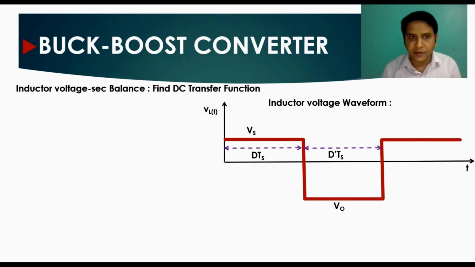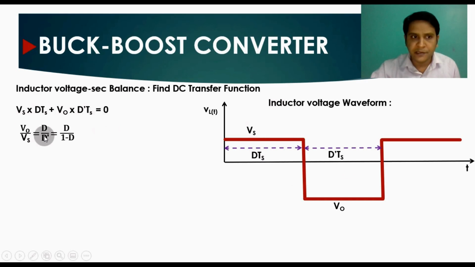Now, apply inductor volt-second balance to find the transfer function of the buck-boost converter. Here the area under the curve equals 0. So Vs times dTs plus Vo times d prime Ts equals 0. If you solve this, you find the transfer function Vo divided by Vs equals d divided by d prime. And if you further solve this, Vo divided by Vs equals d divided by 1 minus d, since d prime equals 1 minus d.